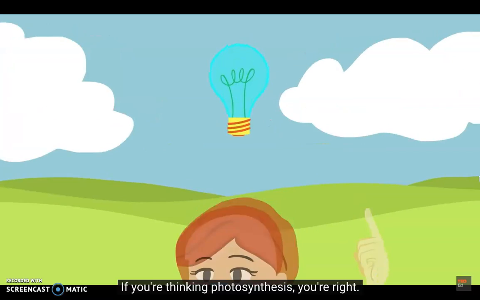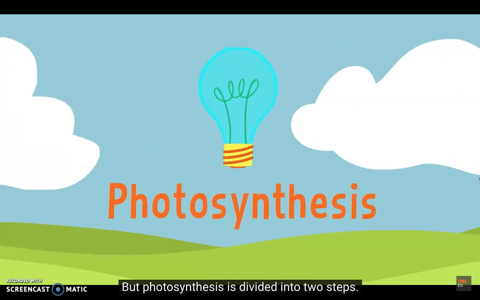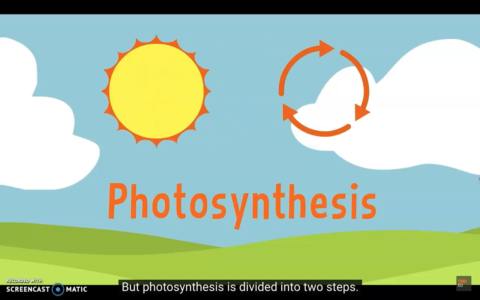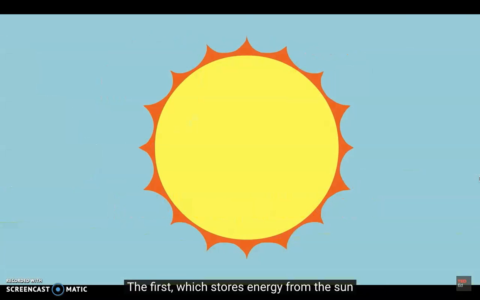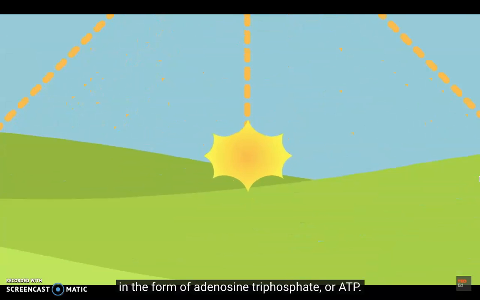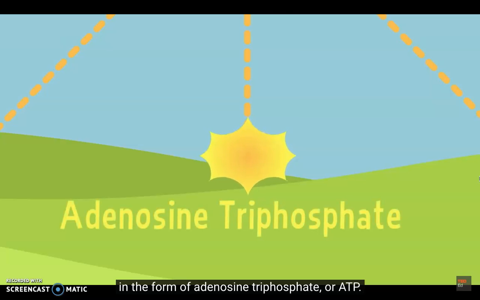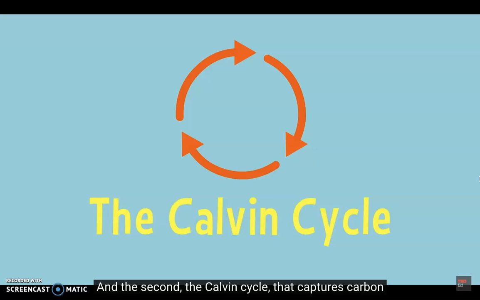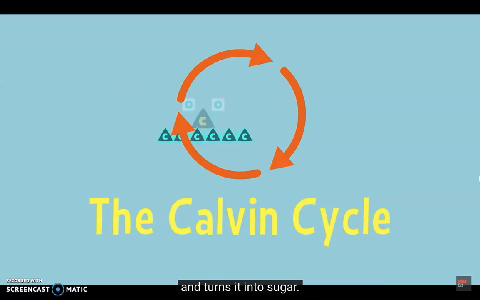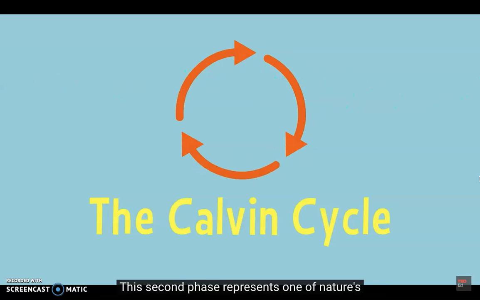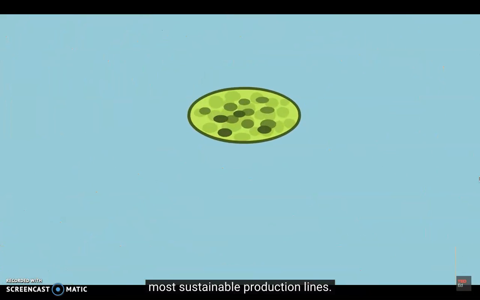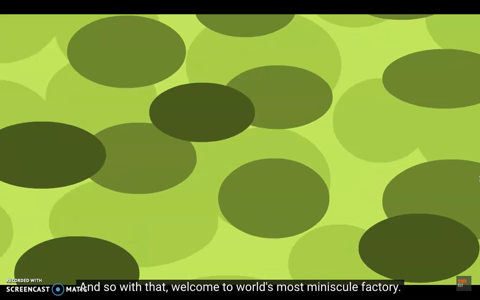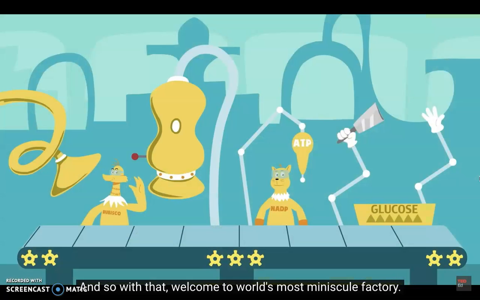If you're thinking photosynthesis, you're right. But photosynthesis is divided into 2 steps. The first, which stores energy from the sun in the form of adenosine triphosphate, or ATP. And the second, the Calvin cycle, that captures carbon and turns it into sugar. This second phase represents one of nature's most sustainable production lines. And so with that, welcome to the world's most minuscule factory.